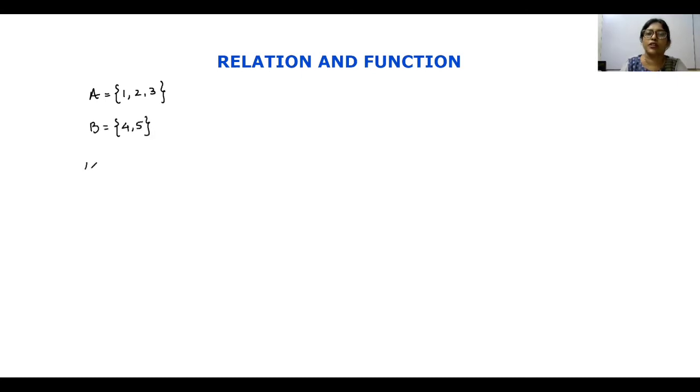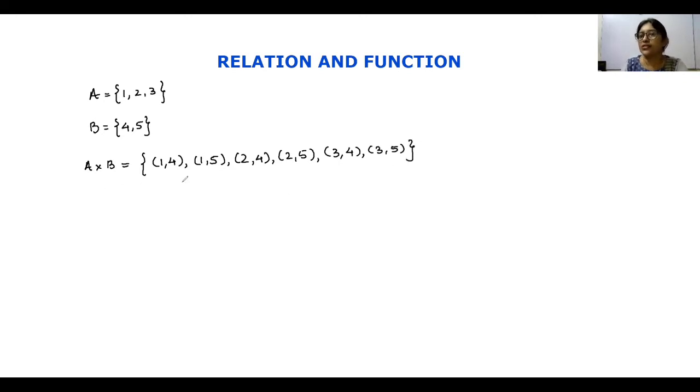So when we are finding the Cartesian product, that is A cross B, we will pair the elements of A with the elements of B. So that's (1, 4), (1, 5), (2, 4), (2, 5). As you notice, the first element is from the set A and the second element is from the set B.